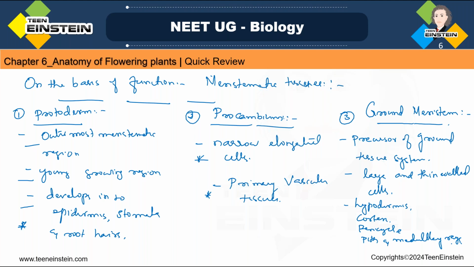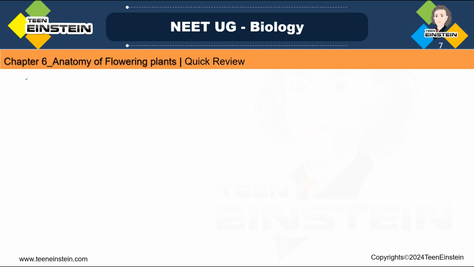So on the basis of function, meristematic tissues are classified into protoderm, procambium, and ground meristem. That is based on the function. So based on the origin, primary meristem and secondary meristem, and based on their function, protoderm, procambium, and ground meristem. And the next classification is based on the position.